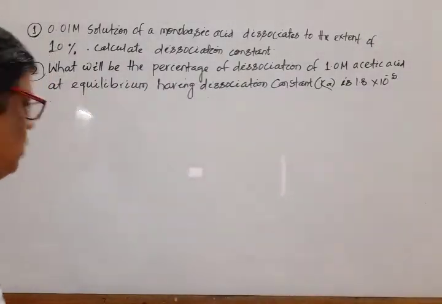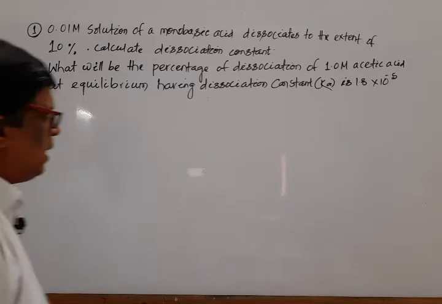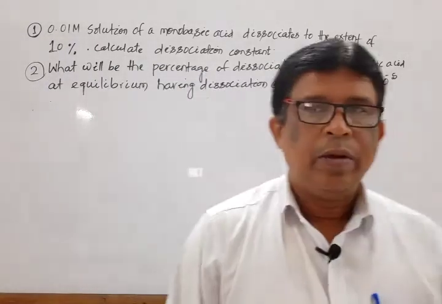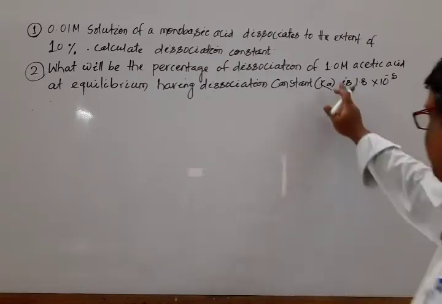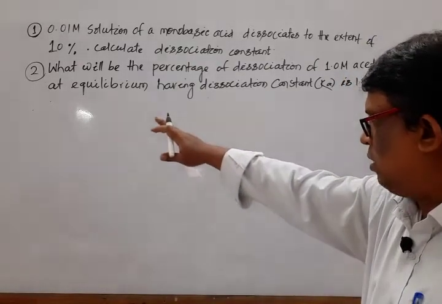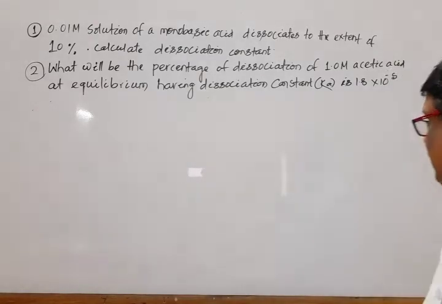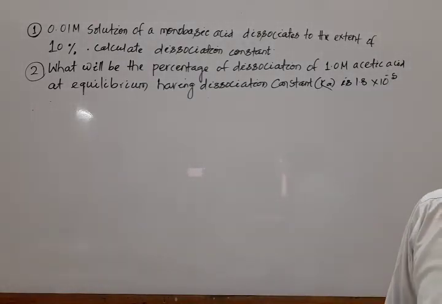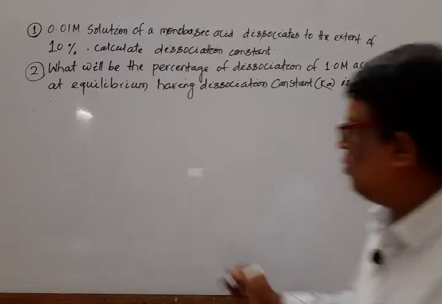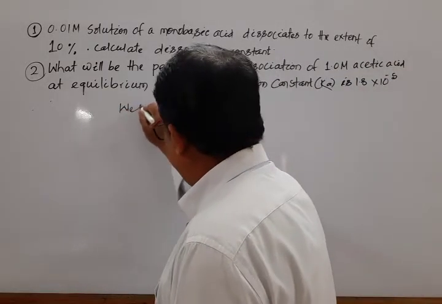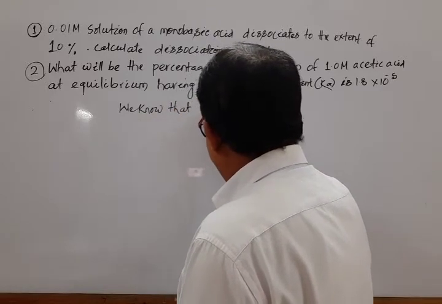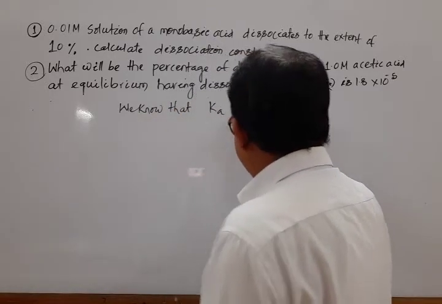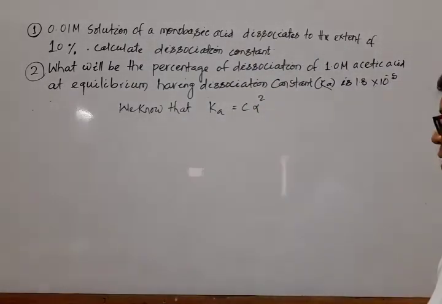Mark that. Next question. What will be the percentage of dissociation of a 1 molar acetic acid solution at equilibrium, with the dissociation constant given? The dissociation constant is given. We know that Ka is equal to C alpha square. We know the relationship Ka is equal to C alpha square.